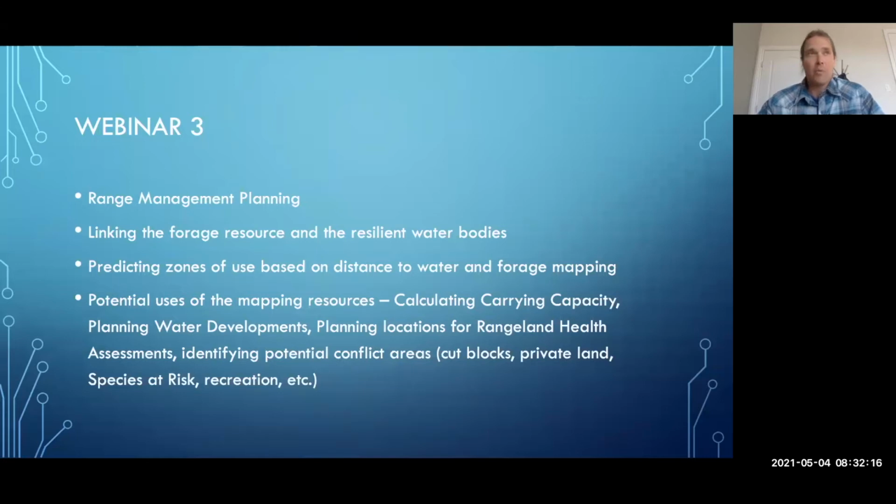So we'll probably spend the majority of the time looking at calculating carrying capacity, but that's going to lead into the process for planning water developments and for planning locations for rangeland health assessments. And this information can also be used for identifying potential conflict areas, if you want to call them that, where there's cut block grazing or private land issues or species at risk, winter ungulate ranges, recreation, and those types of things, how the visual maps can be used to assess those other uses on the landscape.